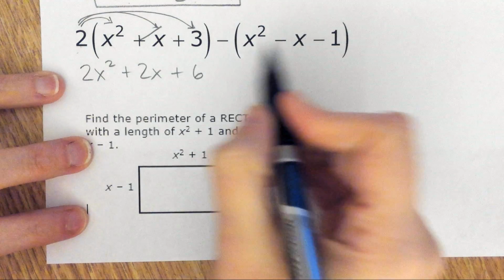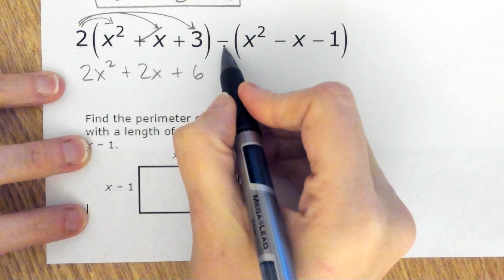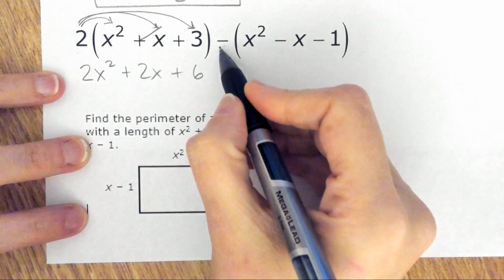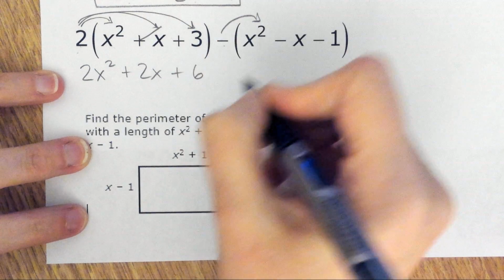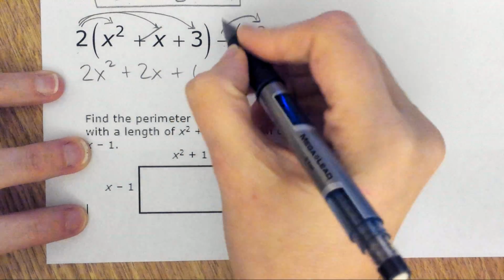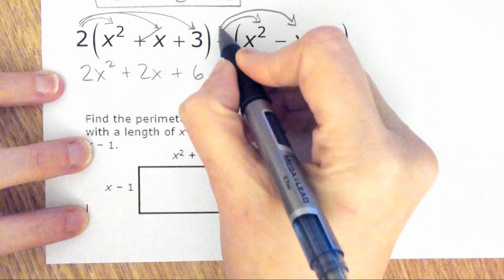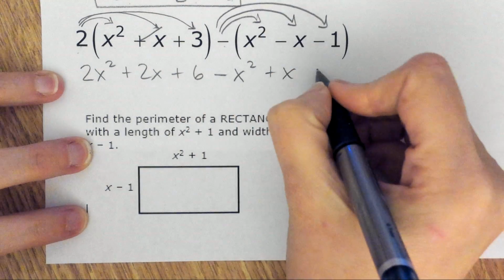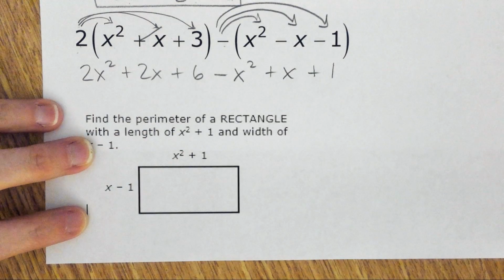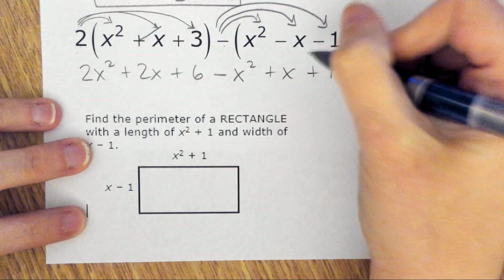Now, I have to look at this. Minus all this stuff, that means I'm going to take the opposite of x squared, which is negative x squared. I'm going to take the opposite of negative x, which is positive x. I'm going to take the opposite of negative 1, which is positive 1. Now that I've done that, I can put up my walls.